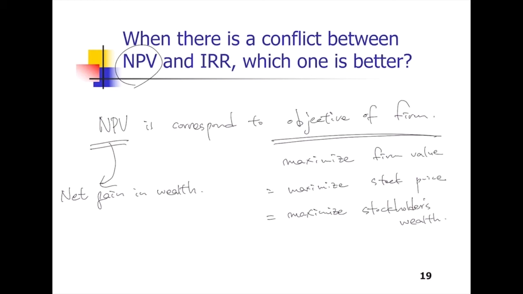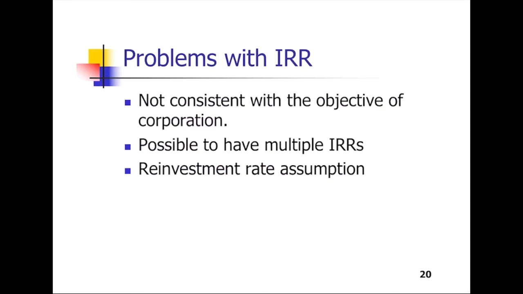So we can conclude that NPV is the single best criterion because it provides a direct measure of the value the project adds to shareholders' wealth. However, sometimes IRR is not consistent with the objective of the firm. So now we are going to look at the problems with IRR. There are three problems when you use the IRR. The first one is that the IRR method is not consistent with the objective of the corporation.